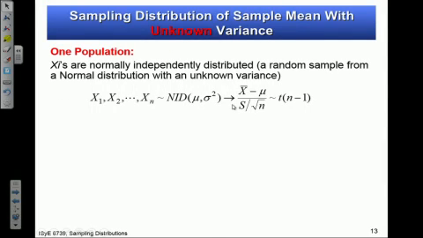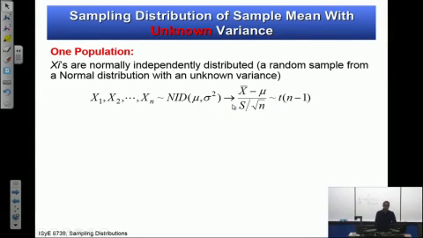Okay. Any questions so far? What if we have one population, the variance is unknown, and we want to know the distribution of x bar? In this case, the standardized version of x bar, when we use S instead of sigma, follows a t distribution with n minus 1 degrees of freedom. And we showed how this is related to the definition of a t distribution, which is Z divided by the square root of a chi-square divided by degrees of freedom. We used that definition, and we could derive something like this. Remember?